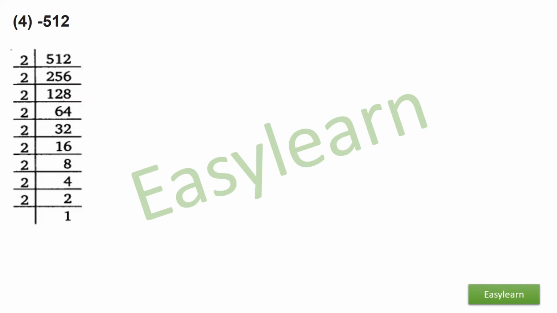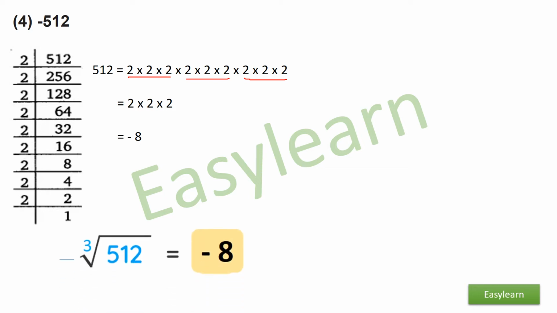Fourth, minus 512. So first we will find the factors for positive 512. Here are the factors. So this 2 into 2 into 2 forms one group. This 2 into 2 into 2 forms the second group. And this is the third one. So you have the common as 2 multiplied by 2 multiplied by 2, which is 8. And since it is a negative number, we give minus 8. Therefore, the cube root of minus 512 is equal to minus 8.